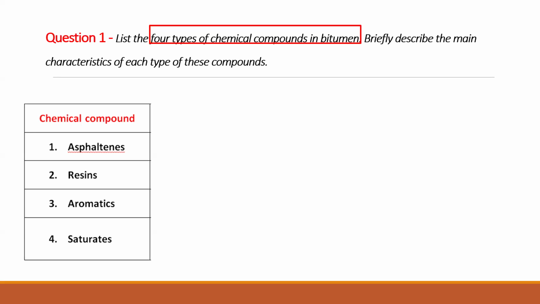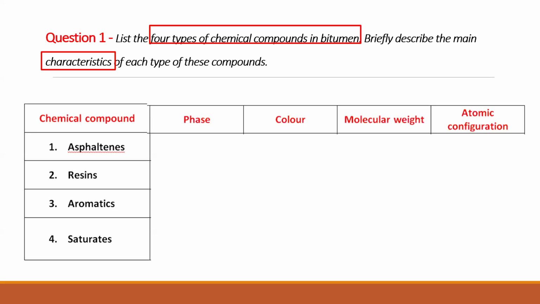So what are the characteristics? Yes, we need to know the phase. Phase means whether it is a liquid or a solid. We need to know the color, black, brown, light brown, or whatever it is, the molecular weight, and the atomic configuration. We discussed everything in the previous slide, didn't we? So can you please write this down? This is a good exercise for your next week quiz.